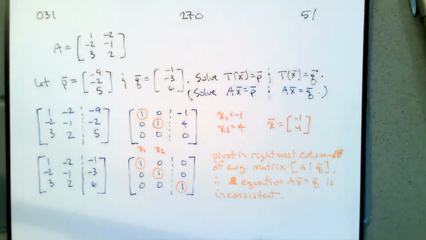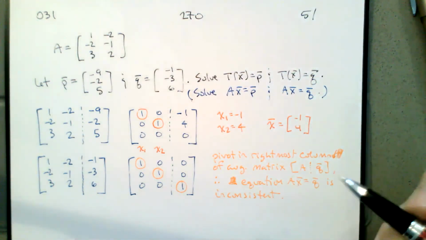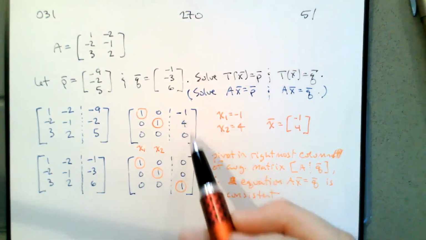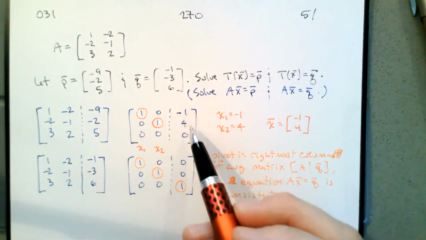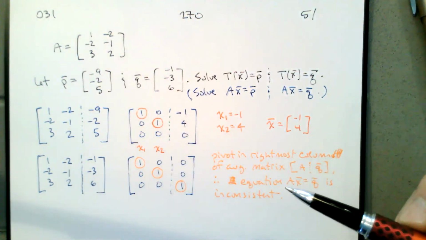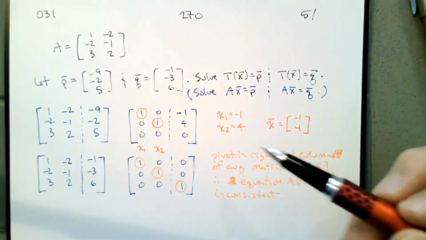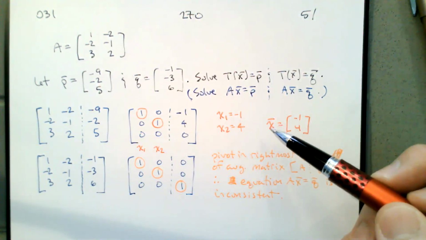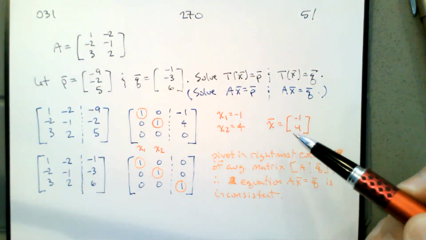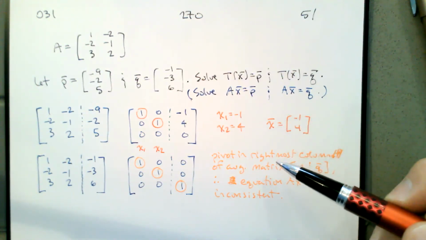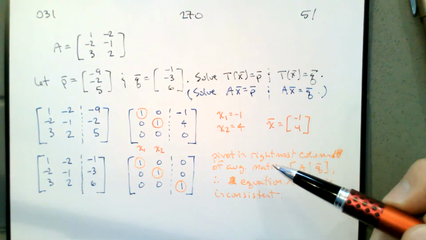Remember, this is an augmented matrix. So we don't have x1, x2, and x3. We just have x1 and x2 in the coefficient matrix. And then the last column, negative 1, 4, and 0, the rightmost column of the augmented matrix, is where we'll find the solutions. So x1 is equal to negative 1, x2 is equal to 4. So our solution, x is negative 1, 4. Here's the vector x such that T of x is equal to P.